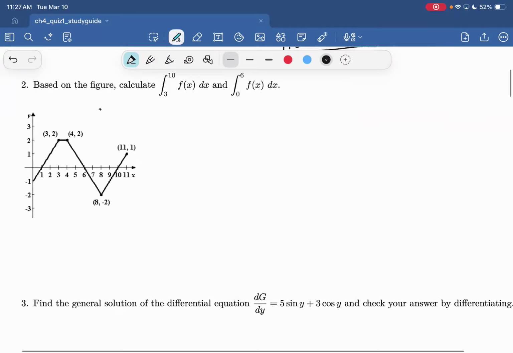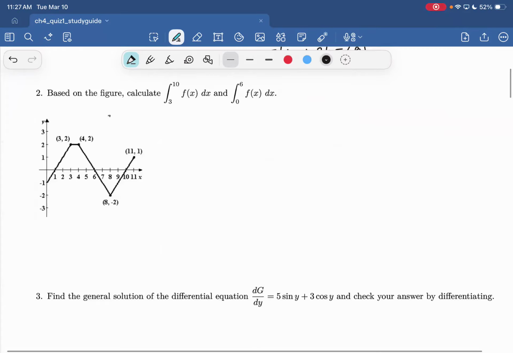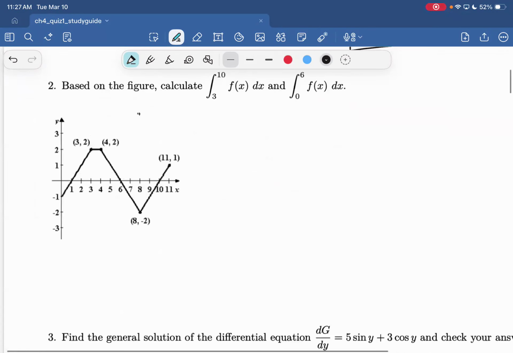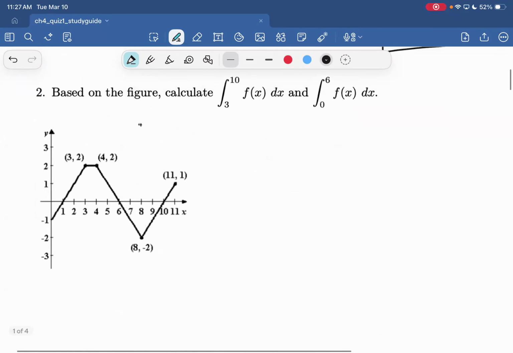Next question, we are asked to integrate based on the figure that we're given. So the first integral, we can probably zoom in quite a bit here. We want to find the integral from 3 to 10. And so that means that we need to calculate this area here, 3 to 10. Okay?